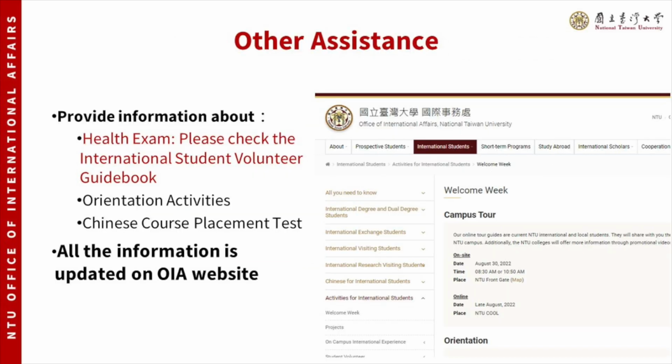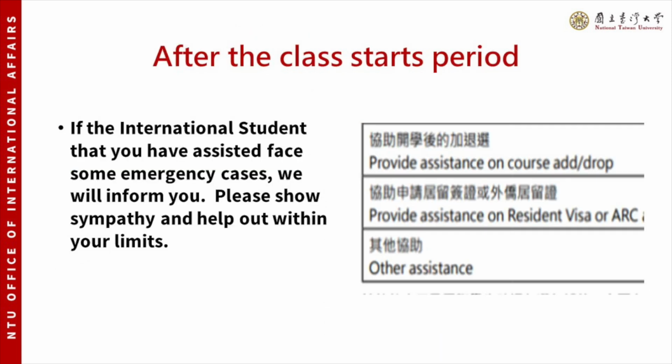Next is enrollment information. Please pay special attention to the health check, orientation, registration, and Chinese language placement tests for the second semester of the 114 academic year. The schedule is shown on the OIA website. Please check it later and remind your international students. After the semester begins, if an international student encounters emergencies or special circumstances, such as hospitalization or mental health issues, the OIA will notify the volunteer. Please provide appropriate care and support as needed.